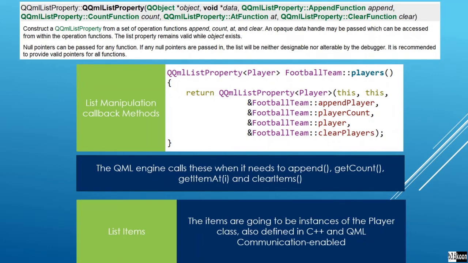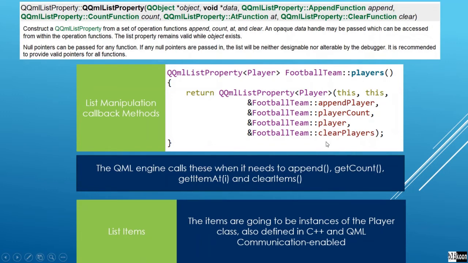For example, we have a football team class, and when we put a player inside the football team QML element, we need that player to be added to C++, and the QML engine is going to use a bunch of methods that we specify in here in the players getter method. You see, we return a QML list property, and we pass in a bunch of pointers. The first pointer is a link to the object that is going to manage the lifetime of the list property. The second pointer points to the class or the object that holds this QML list property. In this case, it's going to be our football team.